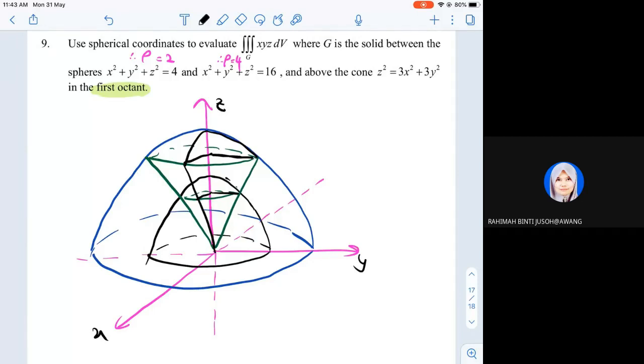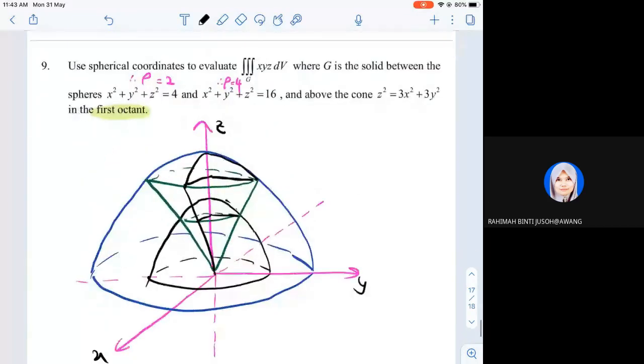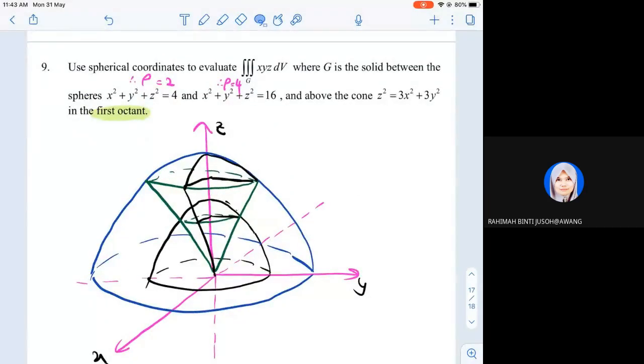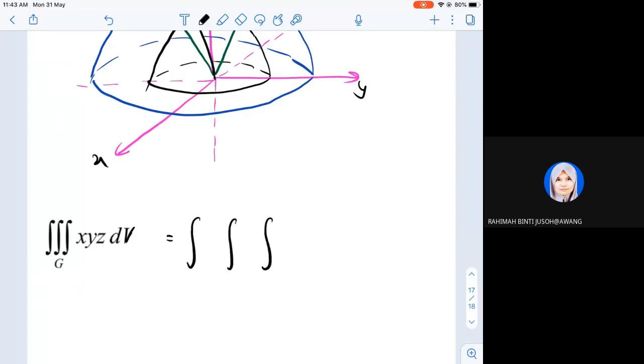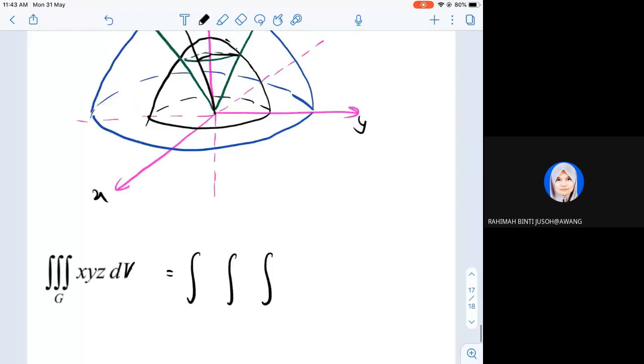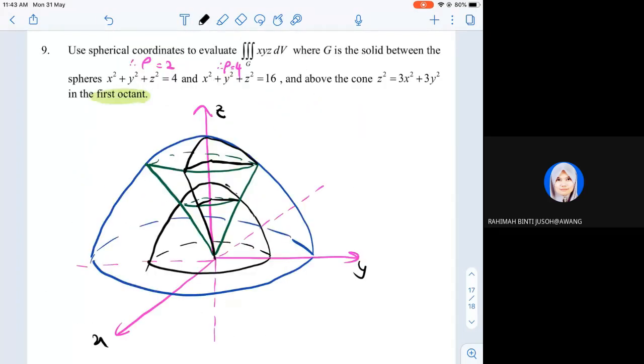So we will have, okay, tengok ni dia punya function integration. dv equals to, okay, rho kita ada dua tadi kan? Oh, before that, sebelum saya terlupa, ni the limit of phi.